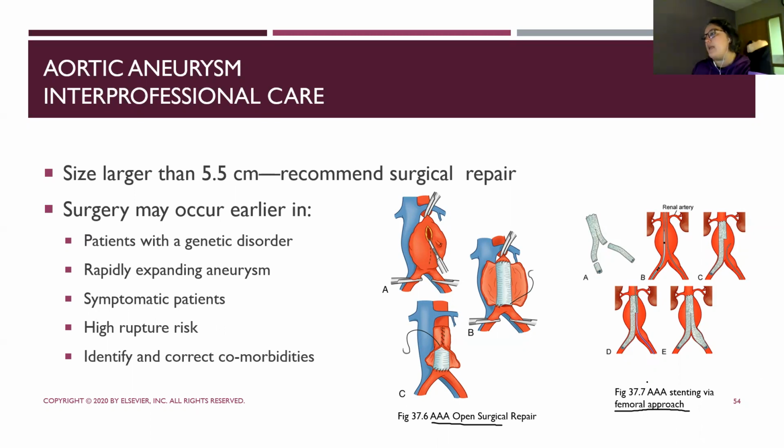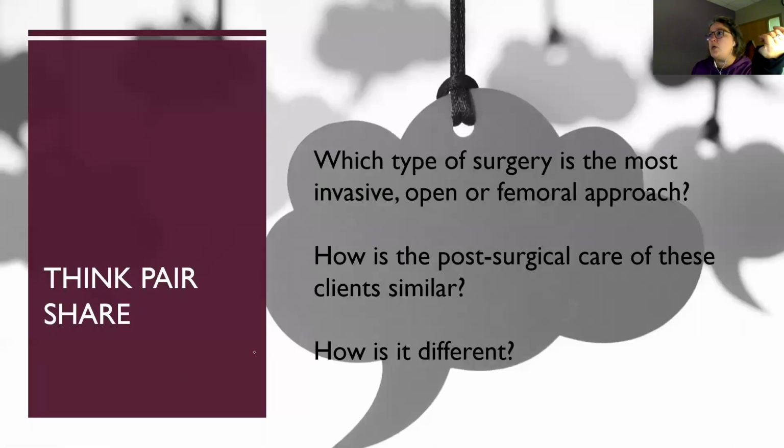We had seen this figure when we were talking about atherosclerosis in general. This is an example of a femoral approach stenting for a AAA in figure 37-7.